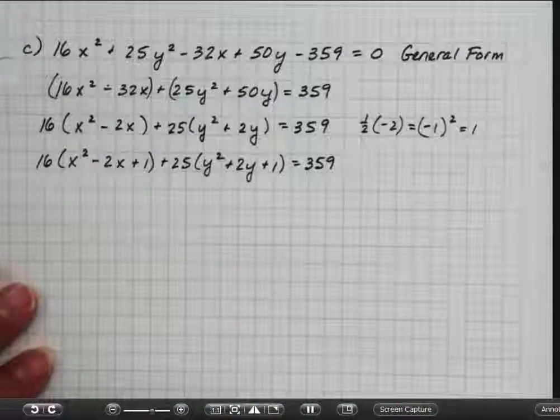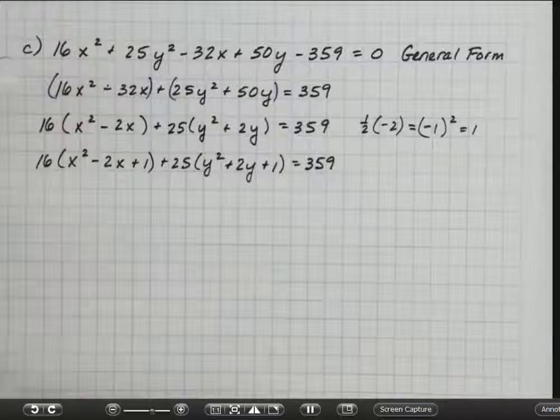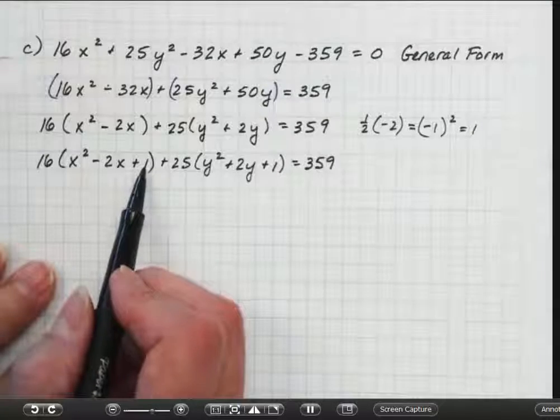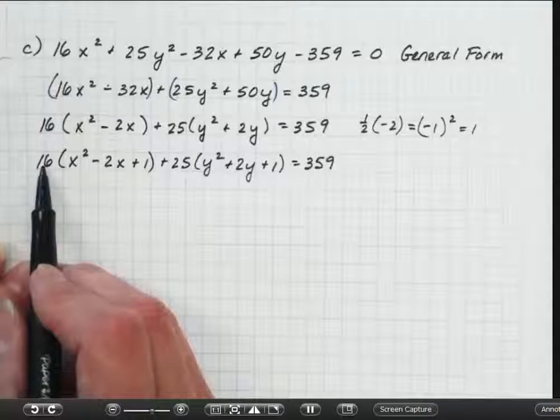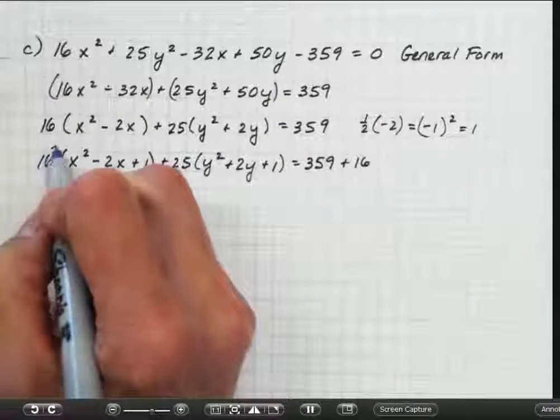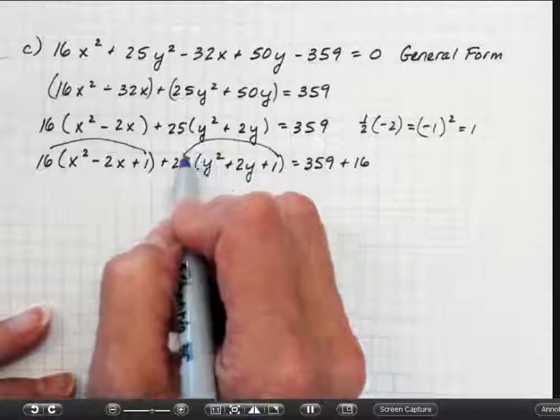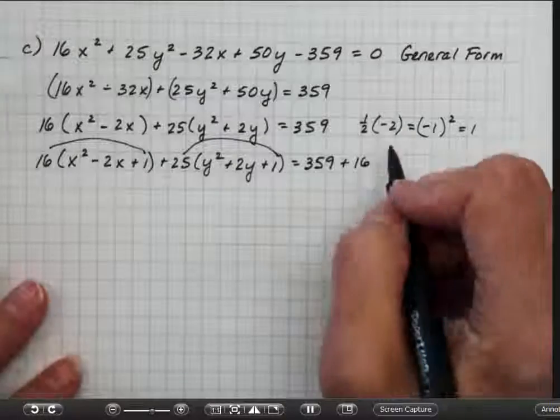Plus 1. Remember, whatever I do on the left side, I need to do on the right side of my equation. So we added 1 inside the parentheses. That 1 is being multiplied times 16, so we need to add 16. And this 1 inside the y parentheses is being multiplied by 25, so we need to add 25 to the right side.